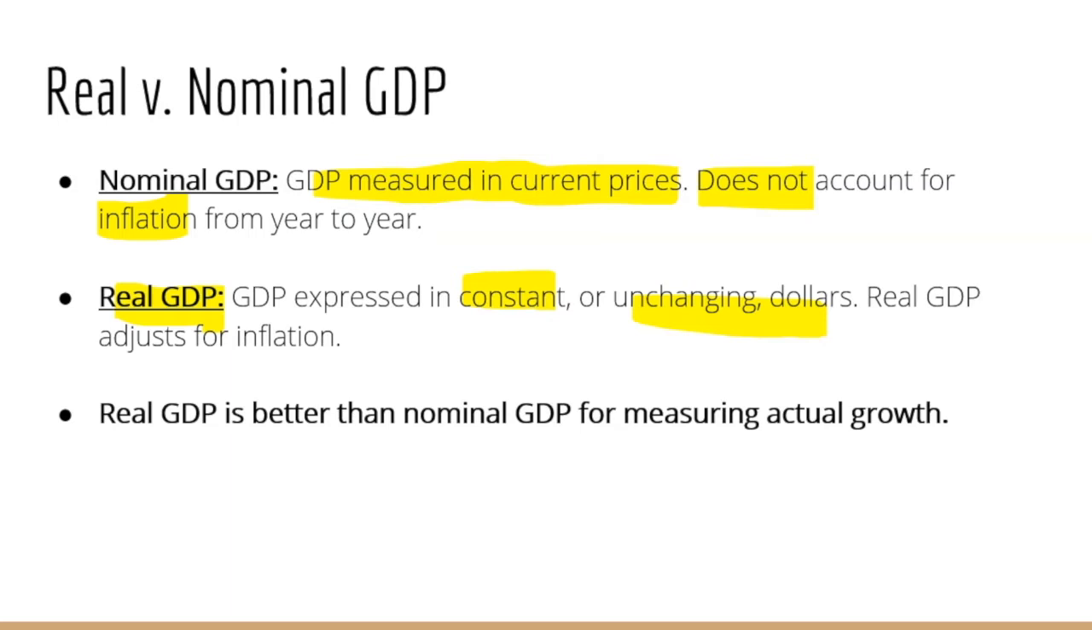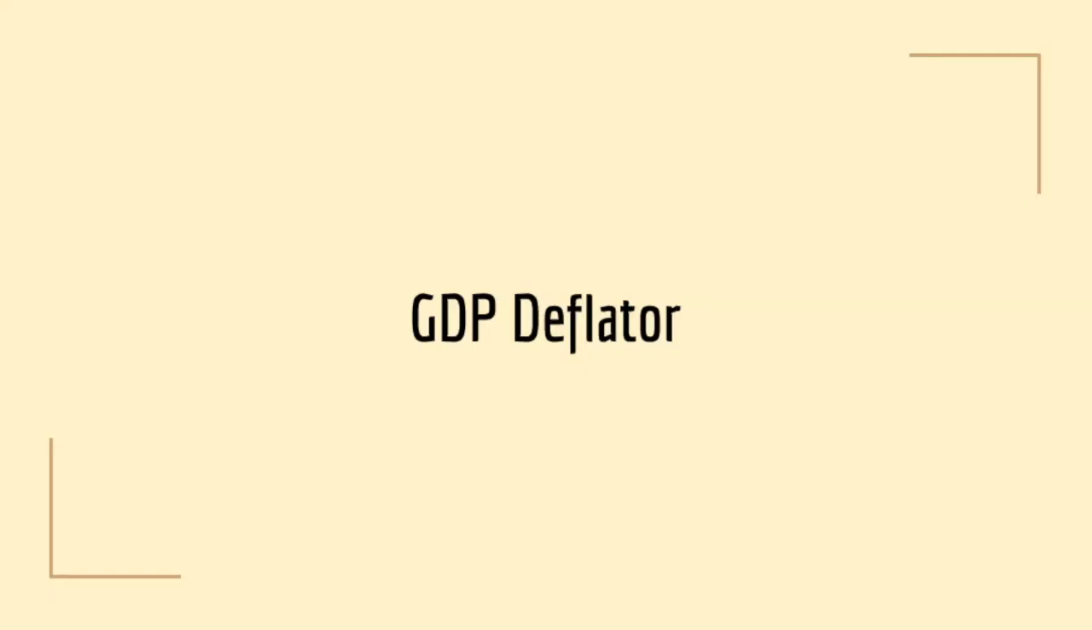From this point on, we are going to say what the last point on this screen says: real GDP is better than nominal GDP for measuring actual growth within our economy. The reason it's better is because we're taking into account inflation, or the general rise in price levels. We already went over one way to calculate inflation with the CPI, the Consumer Price Index. A second way is what we're going to go over today, the GDP deflator.